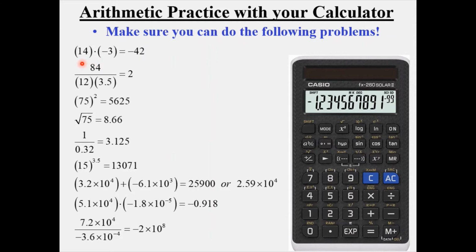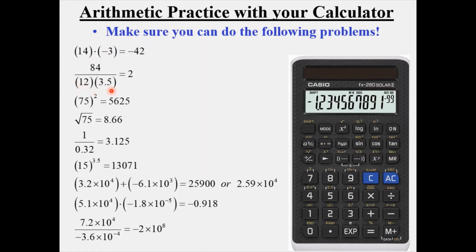So for example, this is 14 times negative 3. You should get negative 42. And again, the way you put negative numbers in on this particular calculator, you use this button right here, the plus minus button. You would press that before you put in the 3.